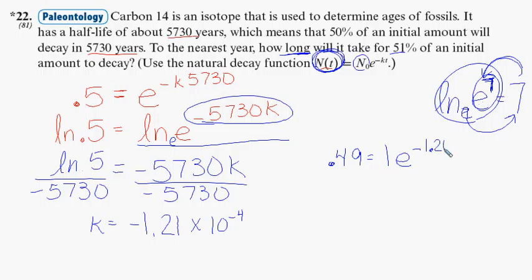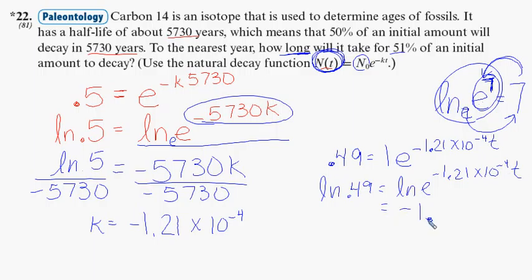1.21 times 10 to the negative 4th and time t. Okay, so now we're going to take the natural log of both sides, just like we did a second ago. Natural log of both sides. And we get negative 1.21 times 10 to the negative 4th t. When we take the natural log of both sides, now we have negative 1.21 times 10 to the negative 4th t equals the natural log of 0.49.